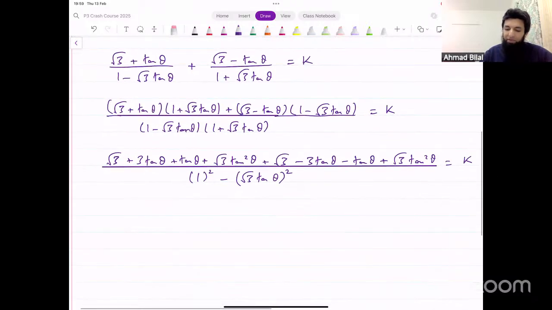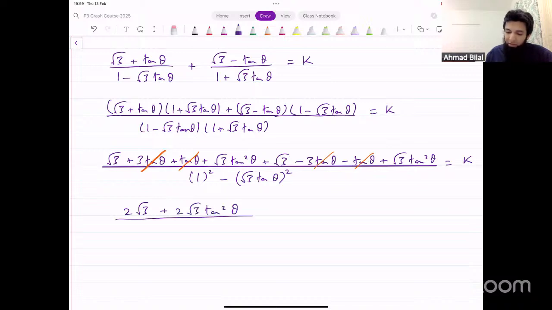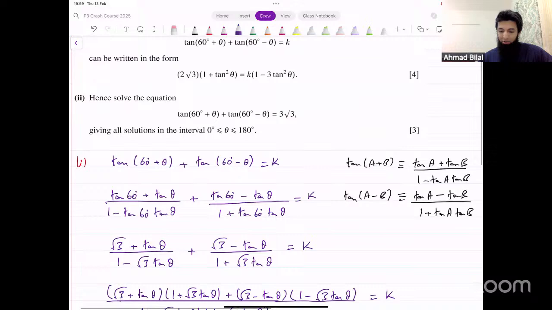Okay, now let's simplify the numerator. A lot of things are getting cancelled out: 3 tan theta and minus 3 tan theta, and tan theta and minus tan theta. And then we have square root 3 plus square root 3, that becomes 2 square root 3. Square root 3 tan square theta plus square root 3 tan square theta becomes 2 square root 3 tan square theta. And in the denominator, you have 1 minus 3 tan square theta. That equals k. Again, look at what you want at the end. So we're almost there.